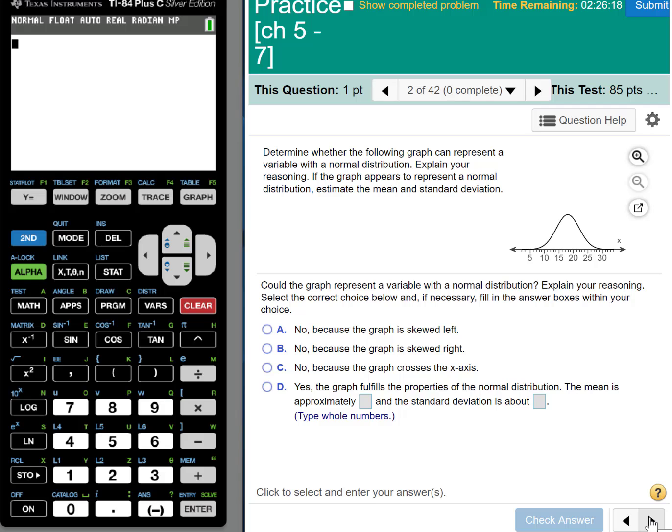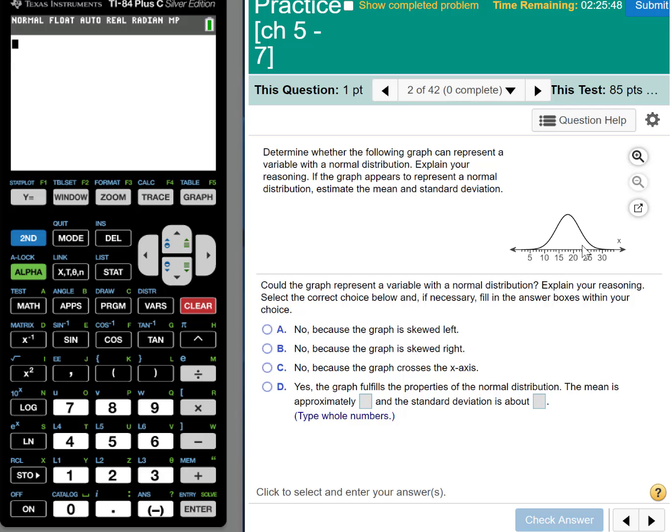Determine whether the following graph can represent a variable with a normal distribution. Yes, you can see it looks bell-shaped. If you press on the plus sign, you will see a bigger image of the graph. It is a normal curve. You can see the middle, the mean is right in the middle, so it's about right here, it's about 16 or 17, and then they're asking you to estimate the standard deviation.